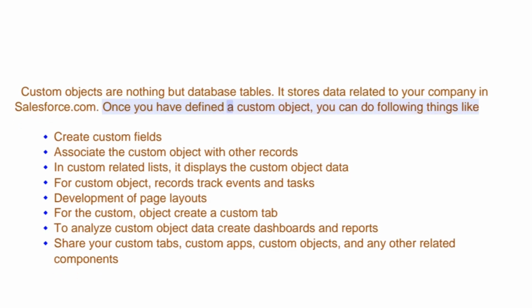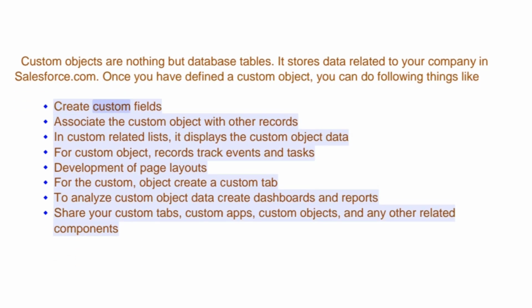Once you have defined a custom object, you can do the following things: create custom fields, associate the custom object with other records in custom related lists. It displays the custom object data for custom object records, tracks events and tasks, develops page layouts for the custom object, creates a custom tab to analyze custom object data, creates dashboards and reports, and shares your custom tabs, custom apps, custom objects, and any other related components.